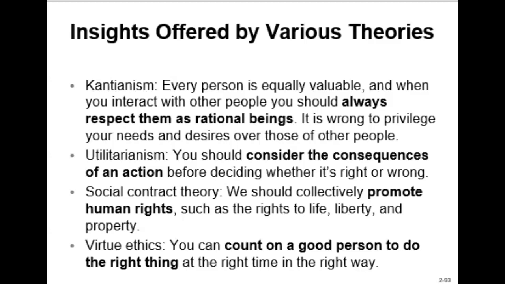Kantianism is always about how we should interact with people and always respect them because they are rational beings. It was part of the Enlightenment, right? They're rational beings, so we should respect each other. Utilitarianism would offer that we want to consider the consequences of the action, and we may even do a mathematical formula to determine whether it's good or bad. Social contract theory is a way to collectively promote human rights, right? And this is kind of like supportive of our life, liberty, and property rights. And virtue ethics, right? You can count on a good person to do the right thing.